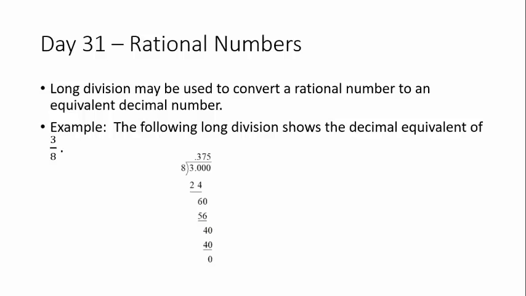The prime divisor of 8 is 2. You'll notice I said the prime divisor. There's only one prime divisor of 8. 8 is 2 to the 3rd power. And because 2 is the only prime divisor, this does terminate. So the decimal equivalent of 3/8 is 375 thousandths, or 0.375.